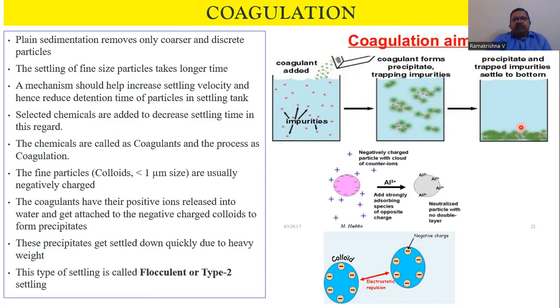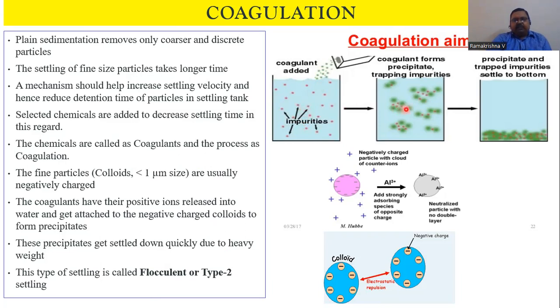The third operation is we will keep it without any disturbance. So there the heavier particles will get settled down to the bottom of the tank. So there are three mechanisms. One, we are adding a chemical, the coagulant, and then we are making a rapid mixing here. Why we are doing rapid mixing is to dissociate positive ions from the coagulant into the water to get attached to the negatively charged colloidal particles.